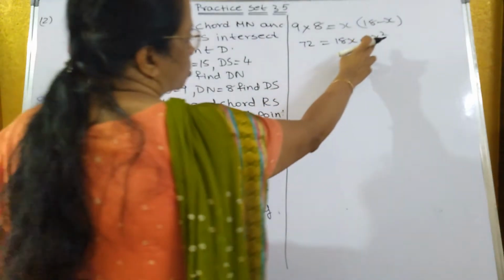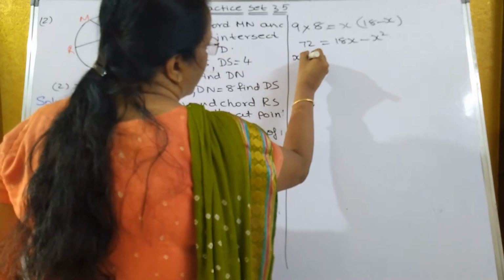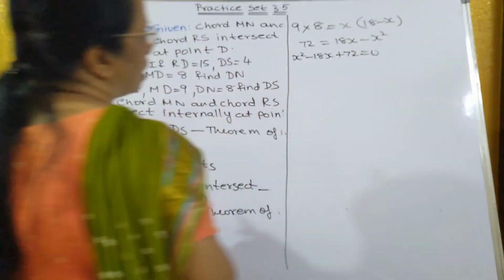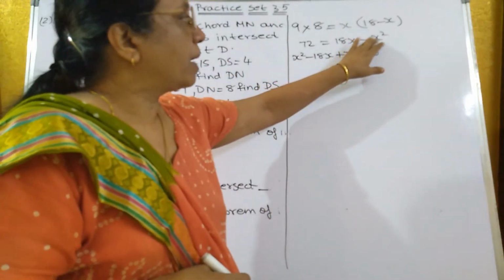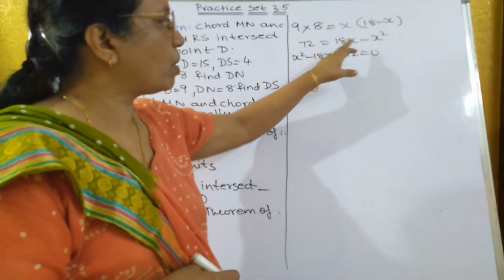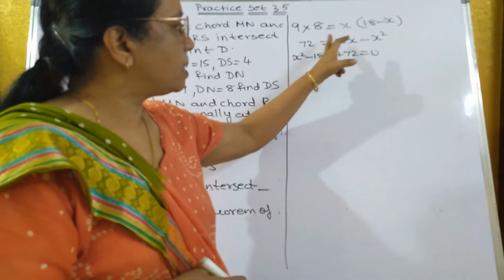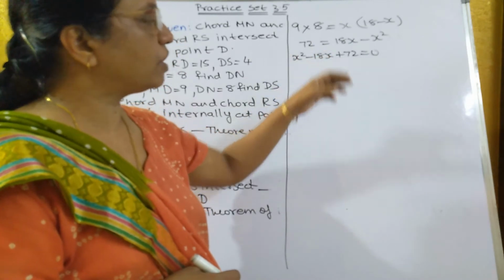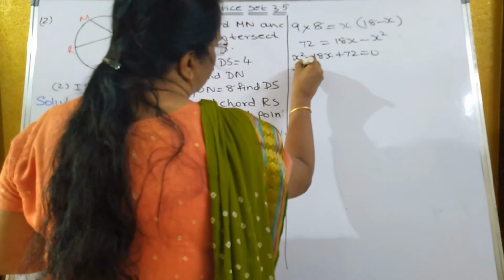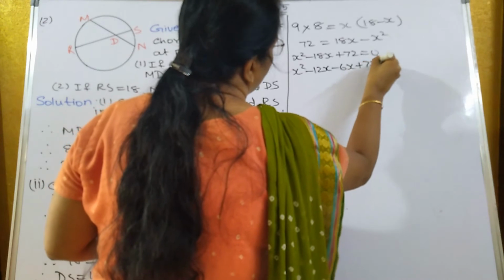Now since x square is negative, so bring all this on this side. So what you'll get? X square minus 18x plus 72 equal to 0. Now this is an equation, and x square is minus, so we bring both of these to this side so that x square becomes positive. So x square becomes plus x square, and plus 18x becomes minus 18x, and 72 was already on this side. Now break this up. So what you will get? x square minus 12x minus 6x plus 72 is equal to 0.